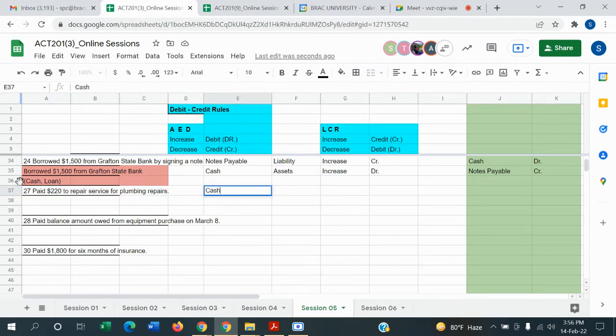Cash and repair, exactly, repair. So cash is an asset, repair expense, exactly. So cash asset decrease, expense increase. Things done, rules, credit and debit. So in the journal we'll mention repair expense debit, cash credit.